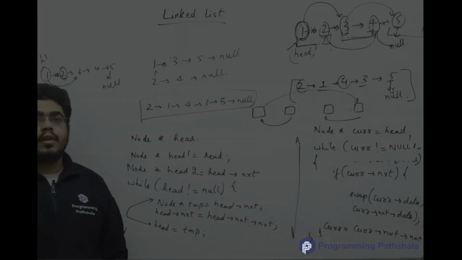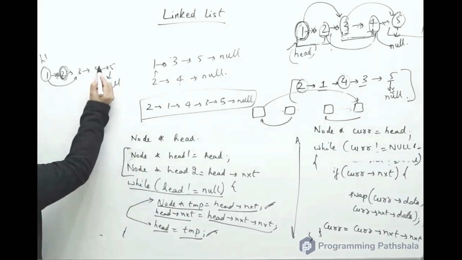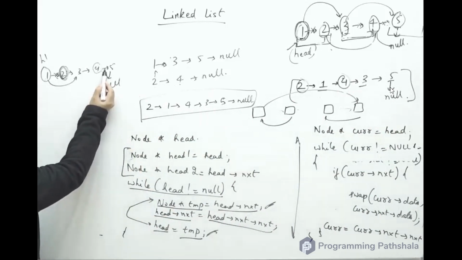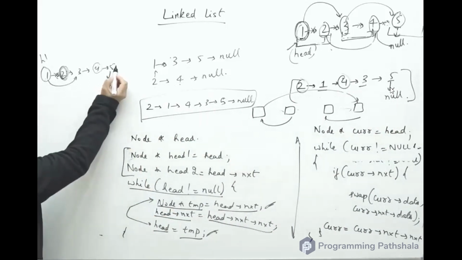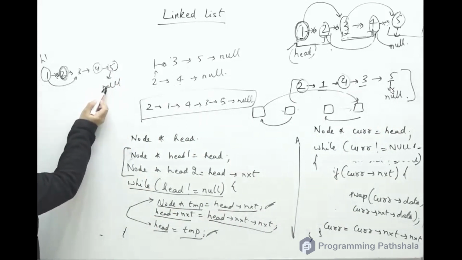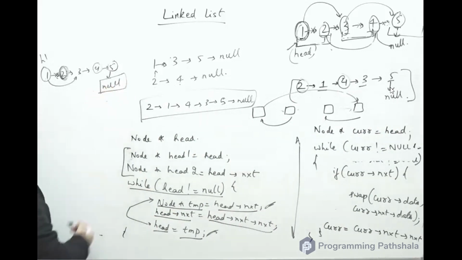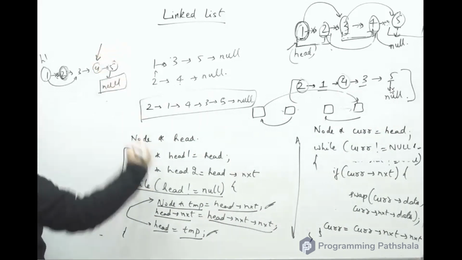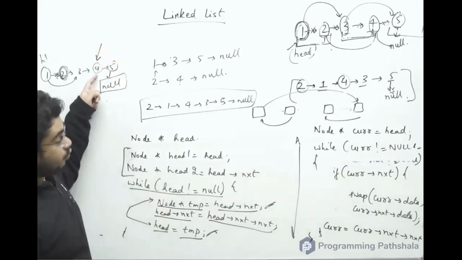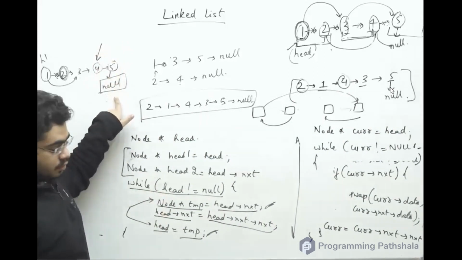But yeah, let's come to when we need to stop. Okay. So when I am at 4, I will say 4's next is 4's next next. This will work. But when I am at 5, I will say 5's next is 5's next next. I can't do that. It will be a null pointer exception. So I need to stop at 4. How do I stop at 4? That means I need to stop when something's next is null, right?